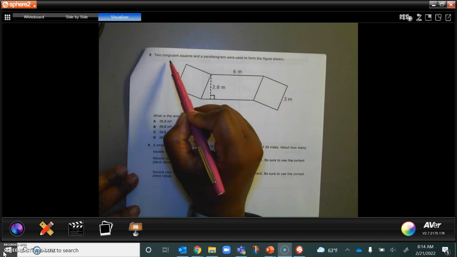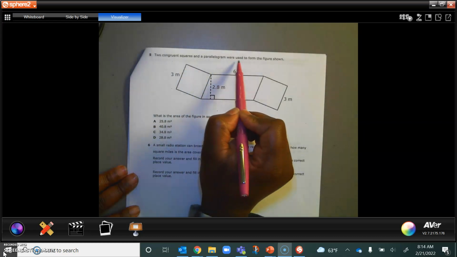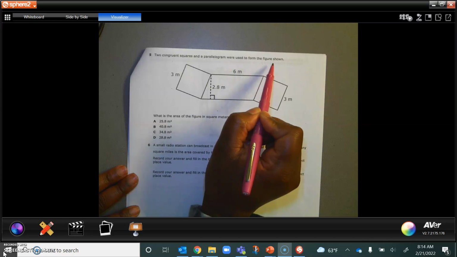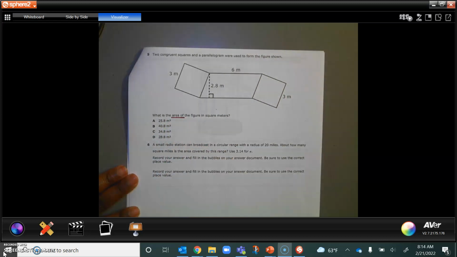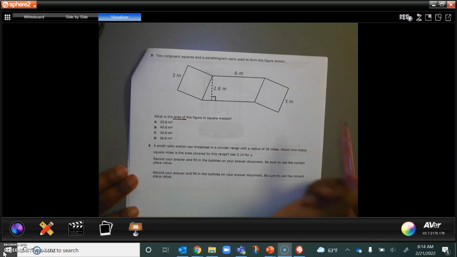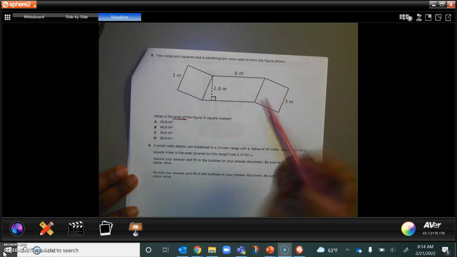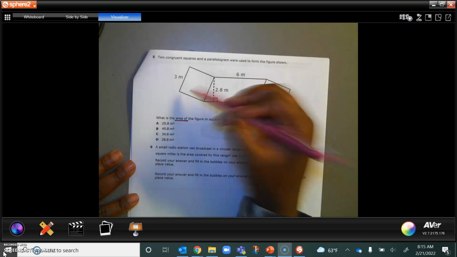So it says two congruent squares and a parallelogram were used to form the figure shown. What is the area of the figure in square meters? So I have two congruent squares, which means those squares are the same. And then I have a parallelogram. I want to find the area of all of this. So I need to find the area of my parallelogram as well as my squares.